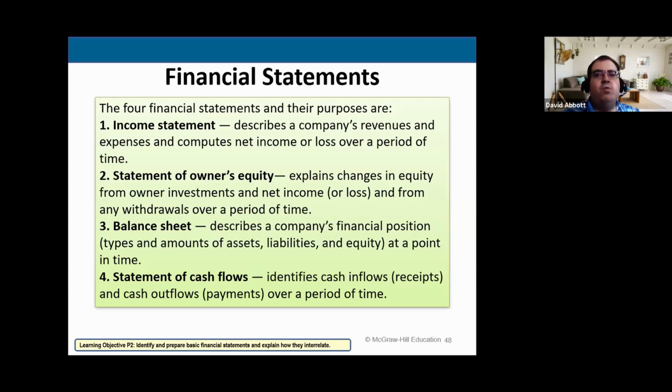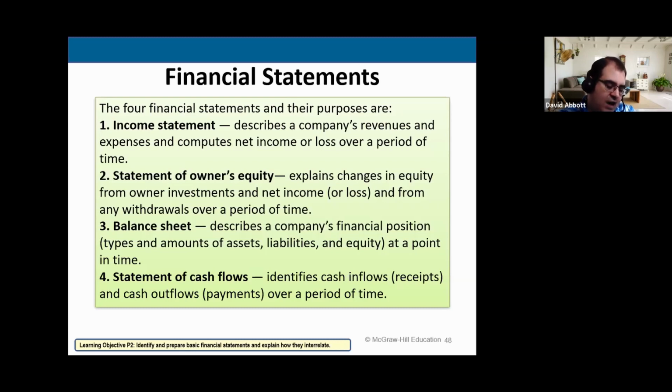The balance sheet also is good because it ensures that we didn't make a mistake somewhere along the line in recording our transactions and that everything has remained in balance. If we run our balance sheet and realize that something's not in balance, then we know we've got to go back and fix it and find out where we went wrong. That can be tedious, but we have to do that. Then we have a statement of cash flows that identifies cash inflows, also called receipts.